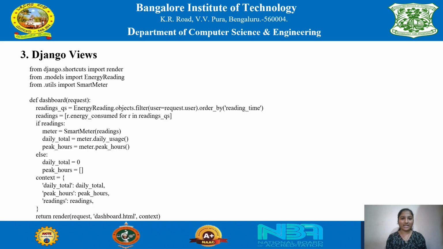Django view, processing and display. This function creates the dashboard. It takes the user's readings from the database, then sends them to the Python smart meter class, calculates the total usage and peak hours, and sends results to the web page. So this connects the database, analysis, and website. The system collects energy data, then stores it in the database, then analyzes it using Python, then displays results on the Django web dashboard.